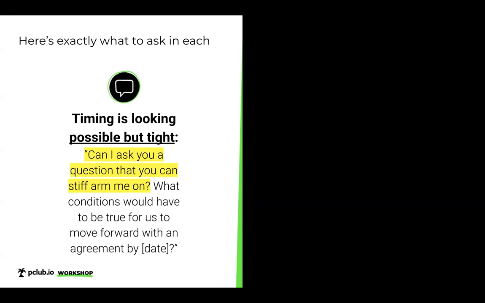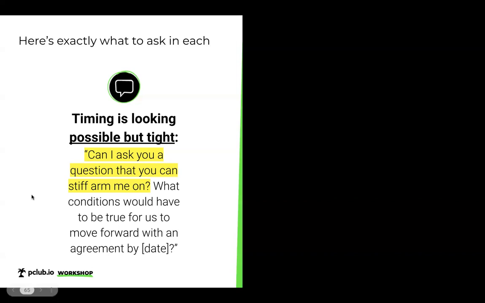Now, notice I have some of the words here yellow highlighted. This is my own softening language. You're going to want to use softening language before you ask this question so it doesn't seem so harsh or forward, okay? It can feel a little bit much if you just jumped into what conditions would have to be true for us to move forward with an agreement, right? That can almost sound trite and impatient. And so these are words that I use. You can use your own softening statement, but I like to say something like, hey, can I ask you a question that you can kick me in the teeth on if I'm overstepping my boundaries? What conditions would have to be true for us to move forward with an agreement by X date? Okay, so that's the question to ask if timing is looking tight, right?